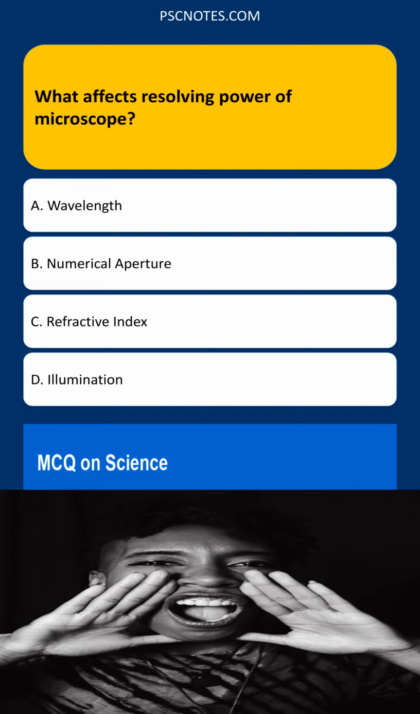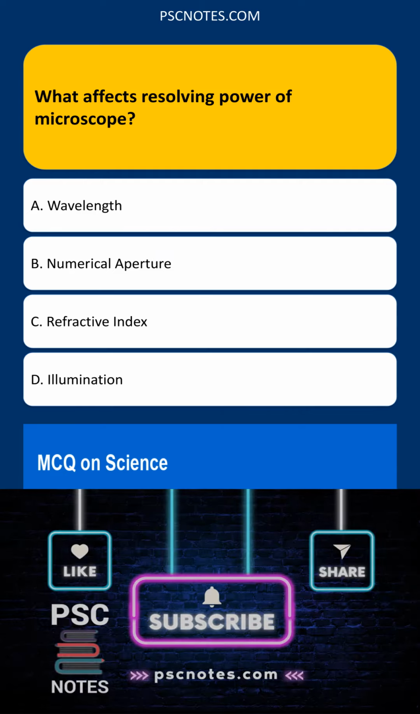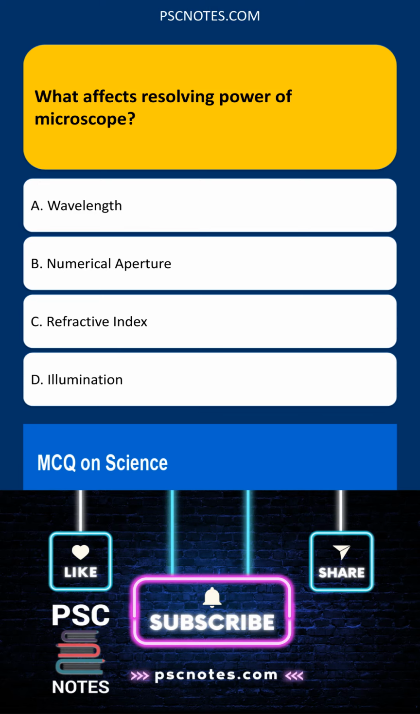While refractive index influences numerical aperture, it is not a direct factor in the resolving power equation in isolation. Numerical aperture is more encompassing of all factors and their interaction. It's also directly in the formula.